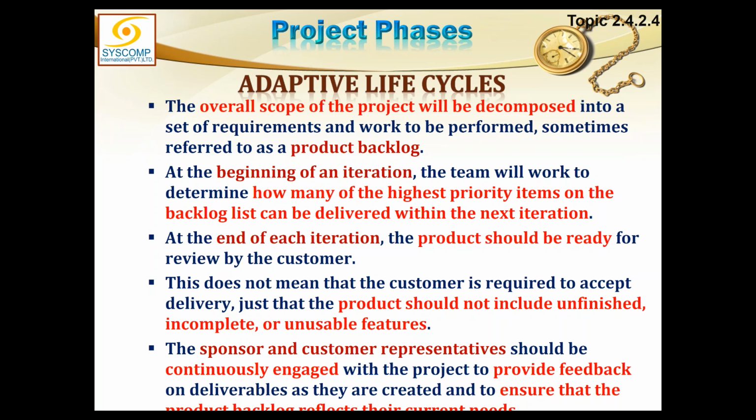At the end of each iteration, the product should be ready for review by the customer. So they have taken 3 requirements they have picked. They are expected to complete these 3 items by the end of 2 weeks or 1 iteration. And that has to be reviewed by the customer. And only when the customer approves these 3 requirements, this iteration will be closed.